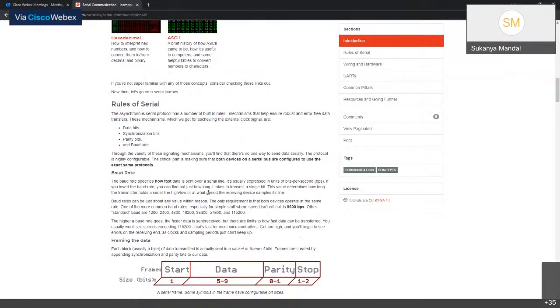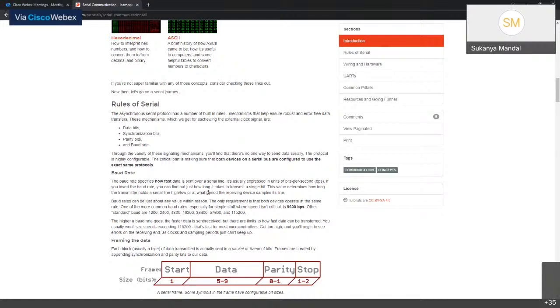In the case of asynchronous serial protocol, it has a number of built-in rules and mechanisms that help ensure robust and error-free data transfers. These mechanisms get around the need for external clocks, such as data bits, synchronization bits, parity bits, and baud rates. These basically ensure that the communications are syncing up and we are receiving the transmitted bits.